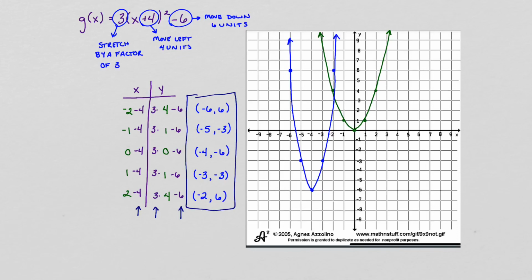And when we graph this, again, here's my vertex. My vertex is negative 4, negative 6. So we can really see that the vertex has moved to the left 4 units, and it has moved down 6 units. Also, take a look at the shape that I have in blue compared to what I have in green. Notice that it is slightly narrower because it is growing at a faster rate, and that is coming from that multiplication of 3 in the function.